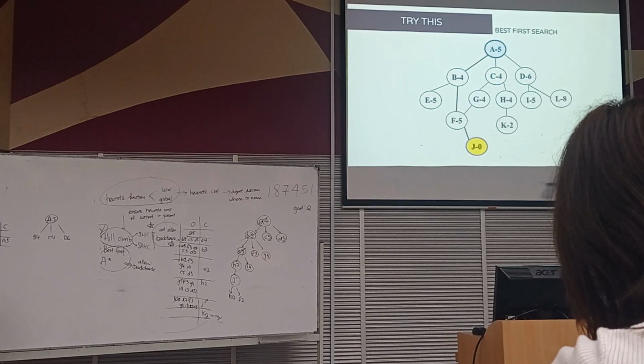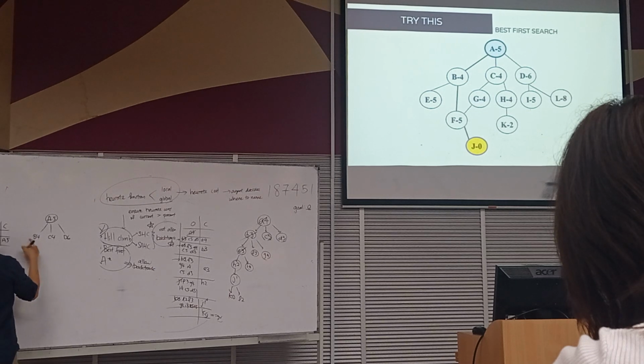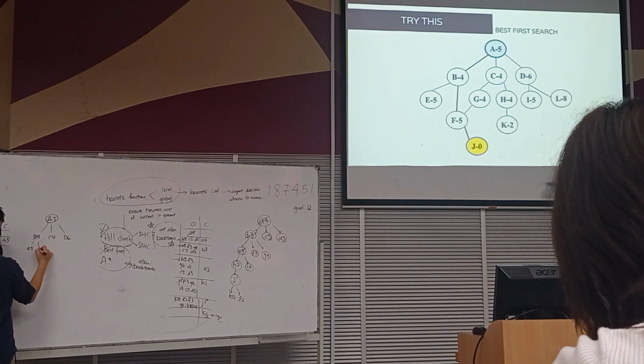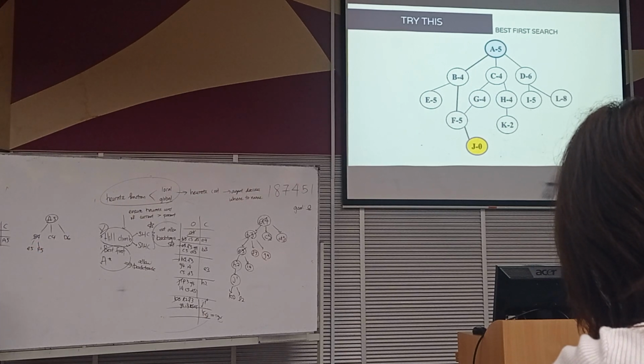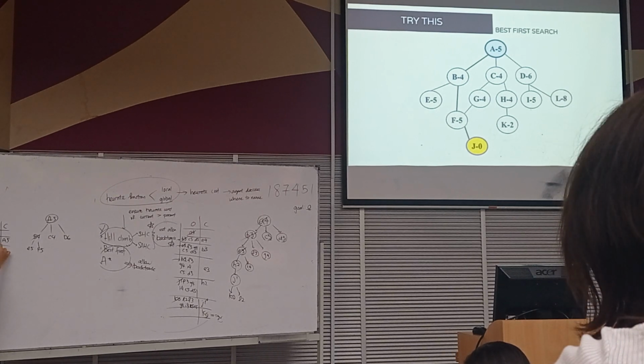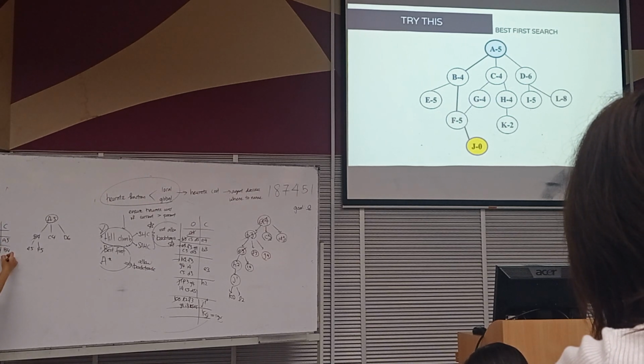Alright, so continue. B, right? So continue with B. We give priority to the first node inside the open list. Expand B4, you get E5, F5. Okay, so we add E5, F5 here. But C4 comes first, right? C4 followed by E5, F5, and D6. So B4 is done. Next, expand C4.